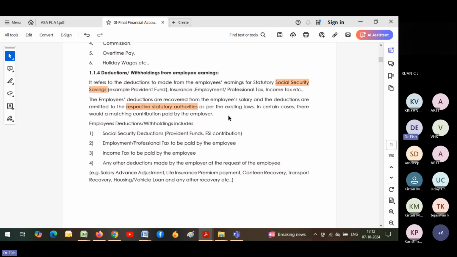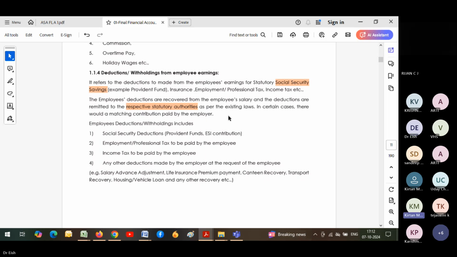Employee deductions include the following. A question can come on this too: employee deduction withholding includes, and there are 4. Social security deductions, which is the PF or ESI contribution. Employment professional tax will be paid by the employee. Third, income tax will be paid by the employee if your salary is above the taxable limit and if the advance tax for the period is above 10,000. So you will have to deposit the taxes on the person's income.